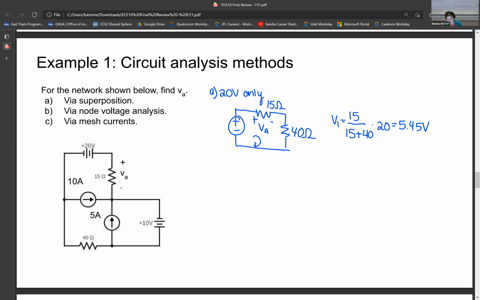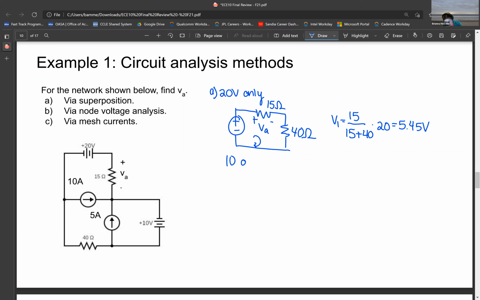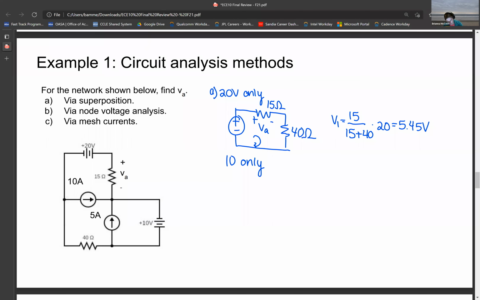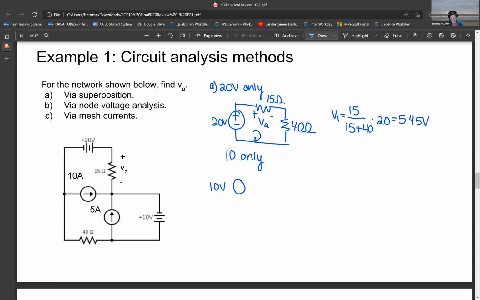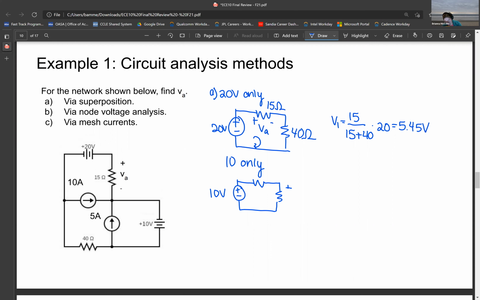Next, we're going to look at the 10-volt source only and redraw the circuit in that situation. It's going to be very similar. Like the previous case, both the current sources are turned off, and now the 20 volt source is shorted. The current is just going to flow through the same outer loop. This is going to be our voltage VA with the 15 ohm and the 40 ohm, and it's going to be a voltage divider. But instead of the 20 volt source, we're now looking at the 10 volt source, so this is going to be half of the previous voltage.